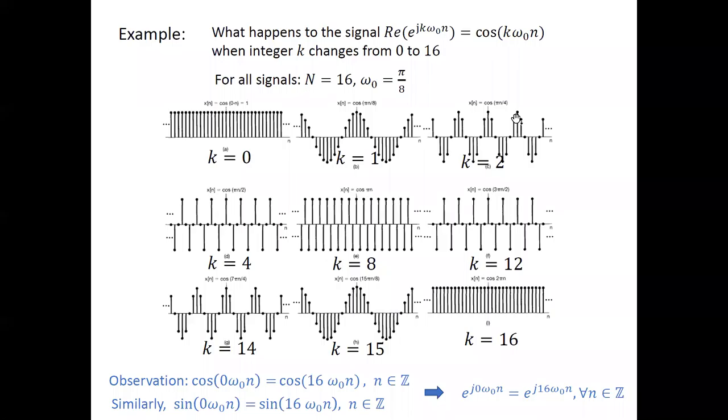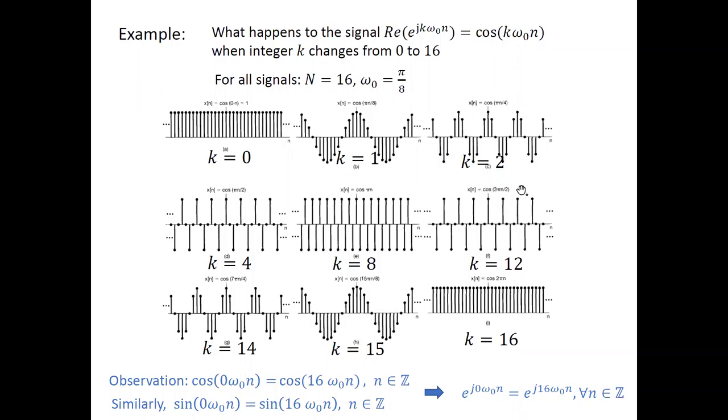So it oscillates more frequently. As you increase k, it oscillates more and more frequently, to an extreme where k equals 8. So it oscillates every 2 samples. But as we further increase k, it will stop oscillating more frequently. In contrast, it will oscillate less frequently.